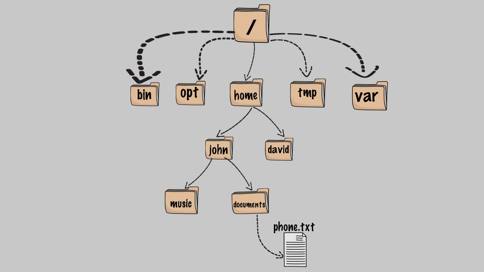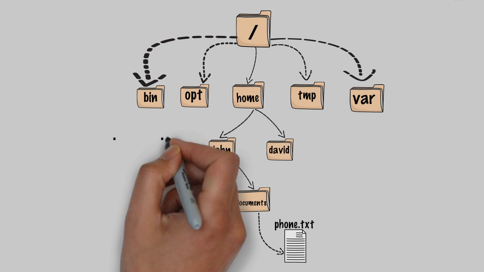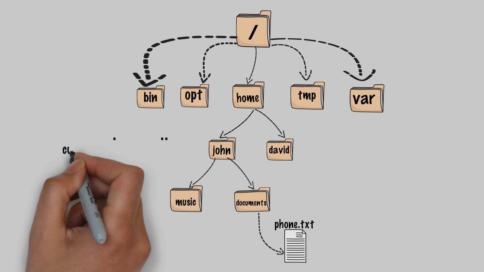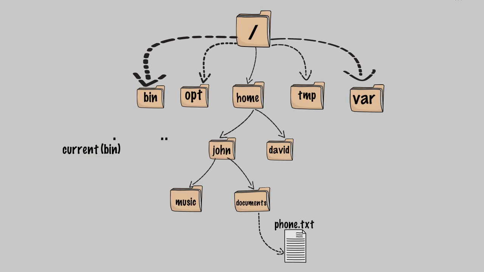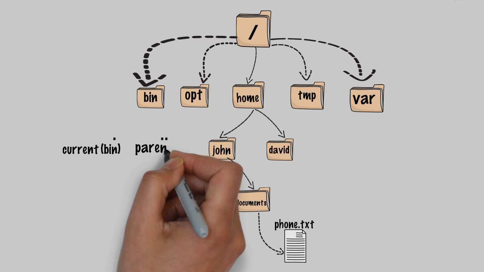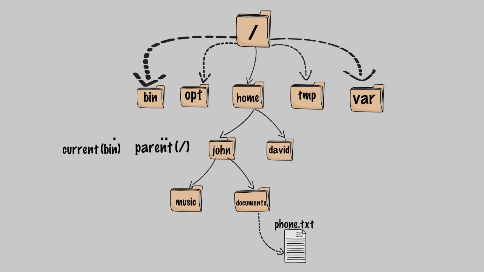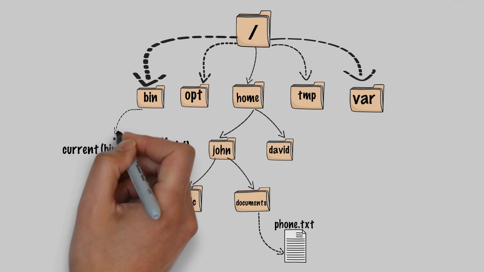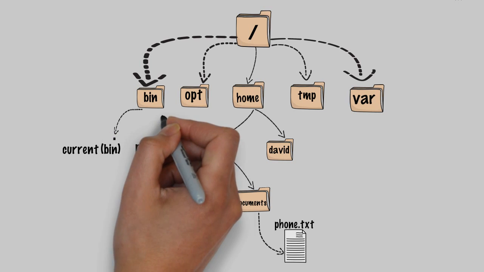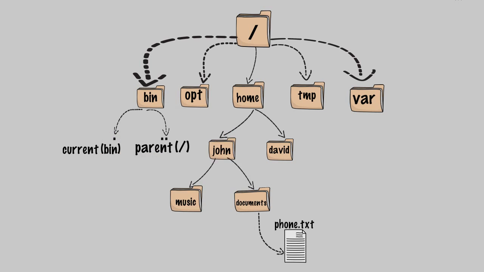Now we will mention two special directories. The first one is the current directory, represented by a dot, and the other one is the parent directory, represented by two dots. Those are common to all directories in our system, so you can find them underneath the root, the bin, the opt, the home, you can find them anywhere.